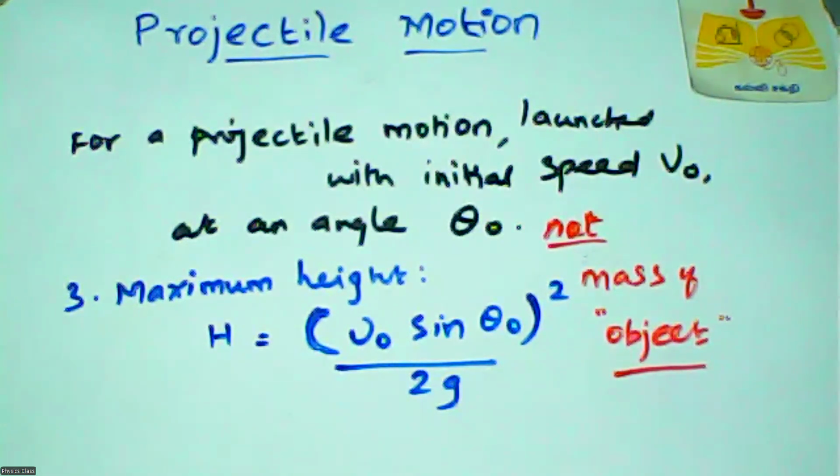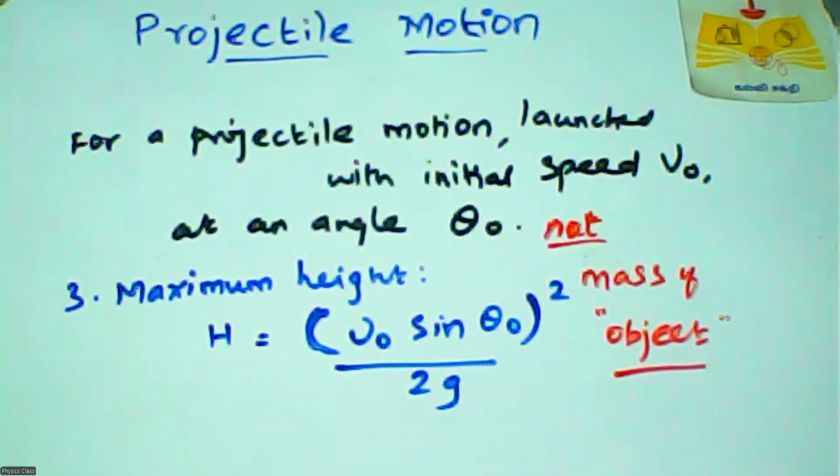It depends upon the angle, as well as acceleration due to gravity. But it does not depend on the mass of the object. Is it clear? Okay. So this is a simulation to imagine projectile motion.